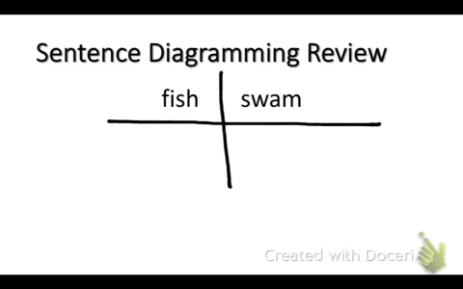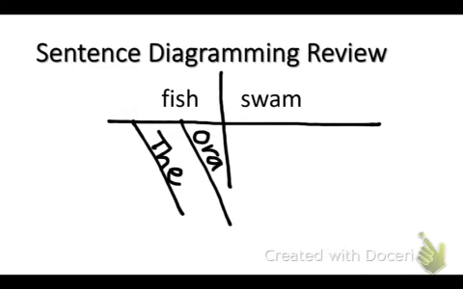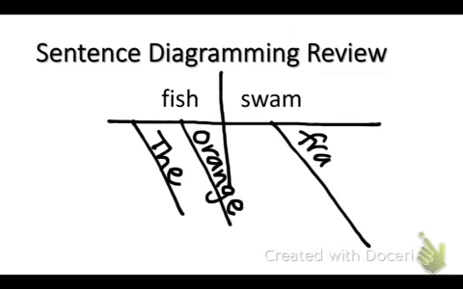Now I'm going to show you how to diagram the modifiers. Remember that modifiers are adjectives or adverbs. They're words that describe, and they go underneath the word that they're describing. So in this case, the and orange would go under fish, because they're describing what kind of fish it is and which fish. And then the word frantically would go under swam.